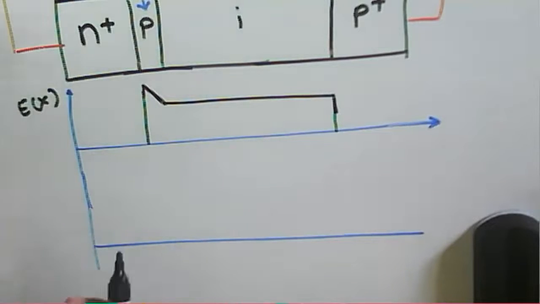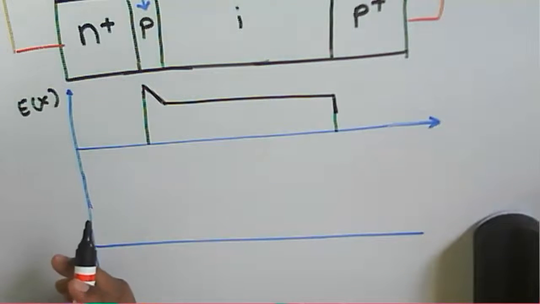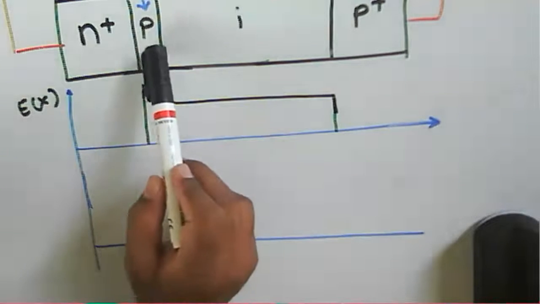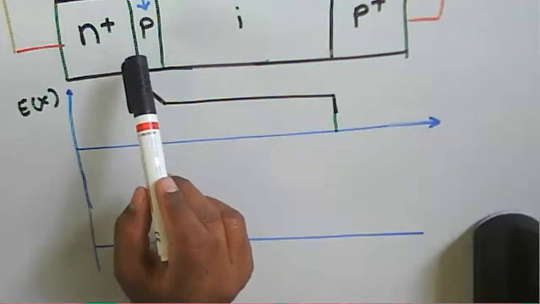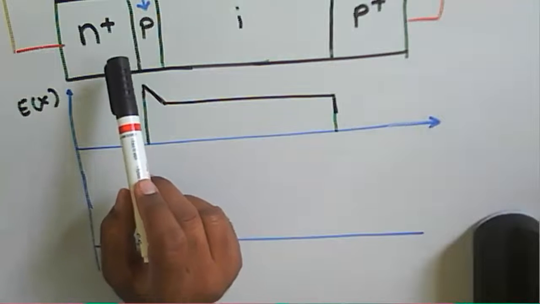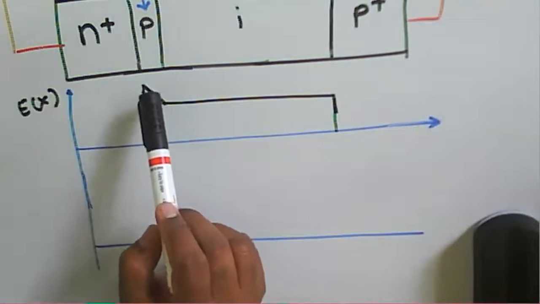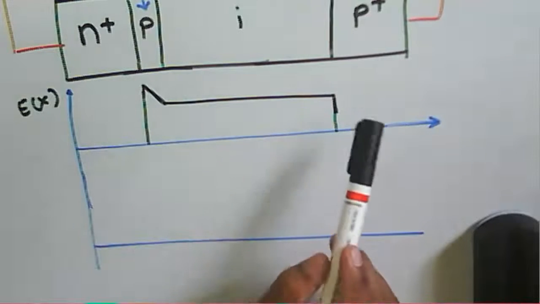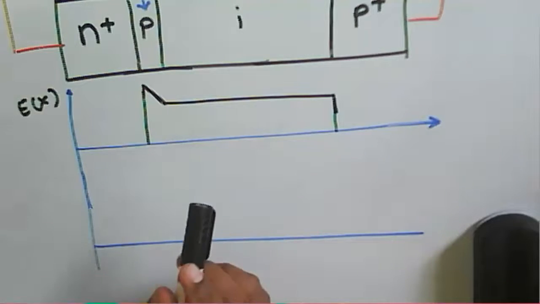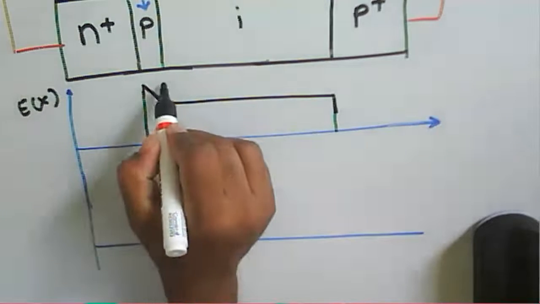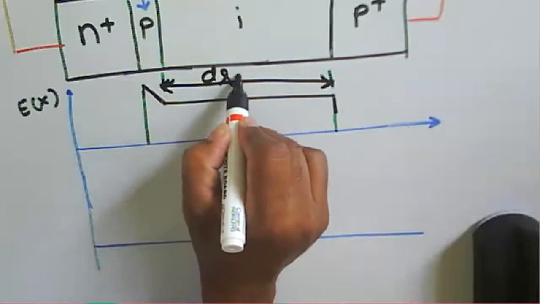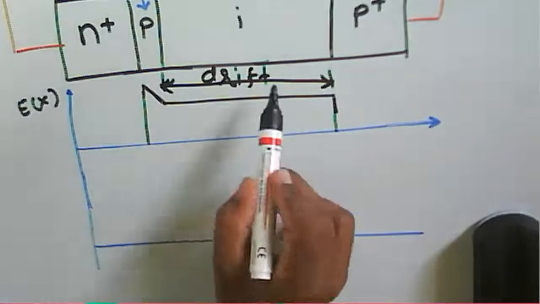If you see the figure here, when we apply the reverse bias, the field will be maximum at the n plus p region, and then it decreases. Throughout this region the field remains constant. Because it is constant, this is called the drift region.